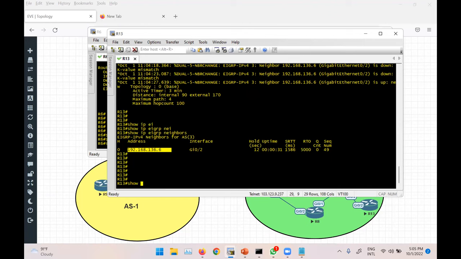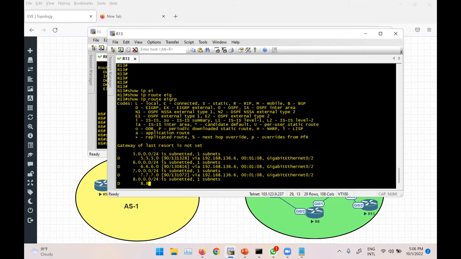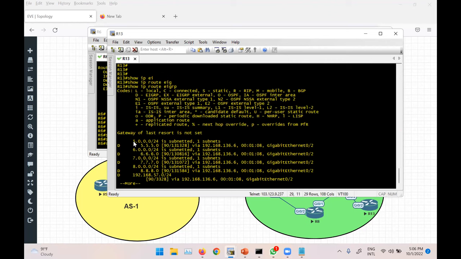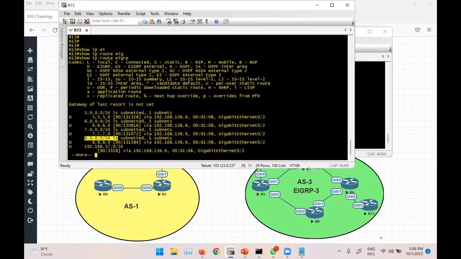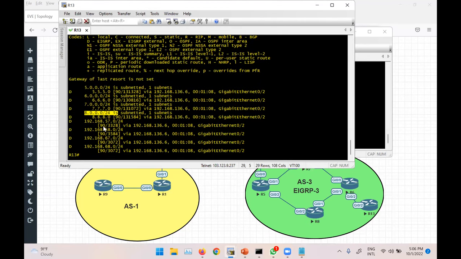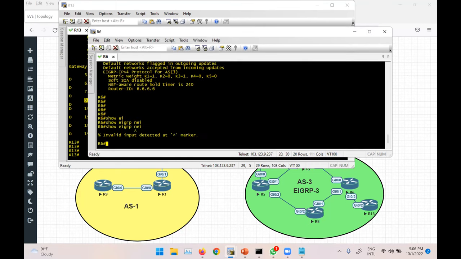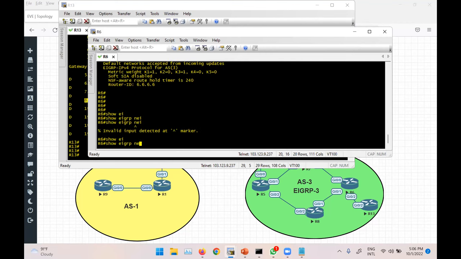So now check the routes, show IP route EIGRP. So now you are getting the 5, 6, 7, 8. What is that? 5, 6, 7, 8, and also the 13. Where is the 13? You are not getting the 13 via EIGRP, but it's a local route. So now check on R6. Show IP EIGRP neighbor.